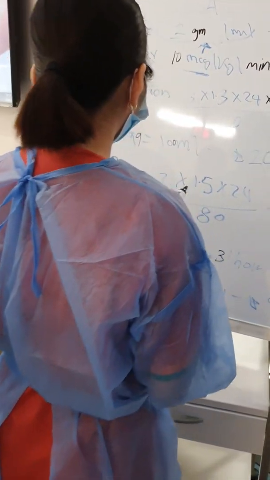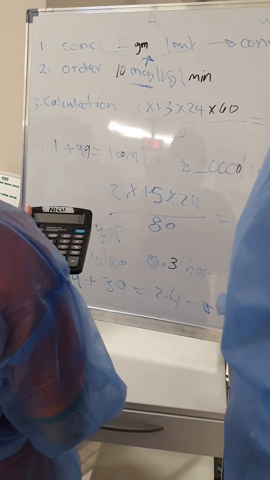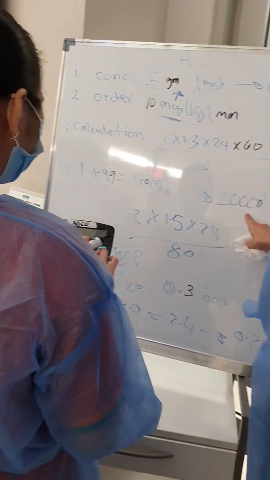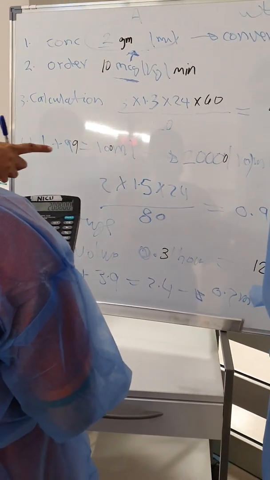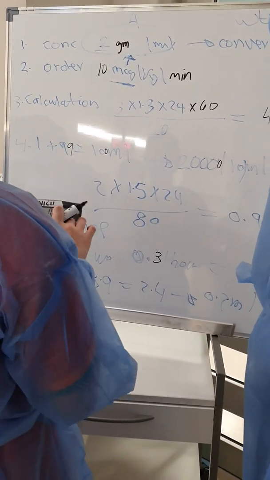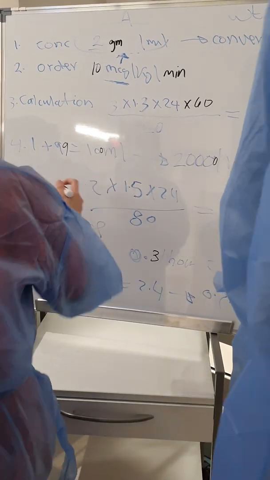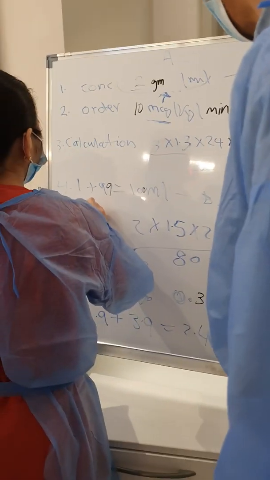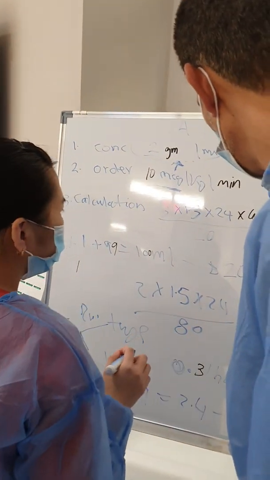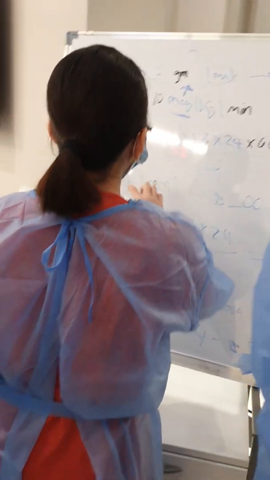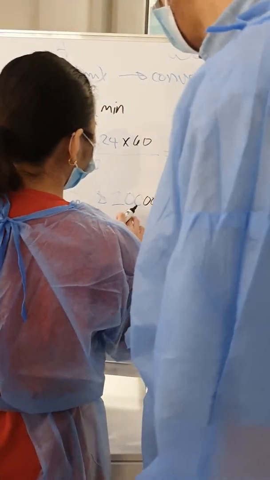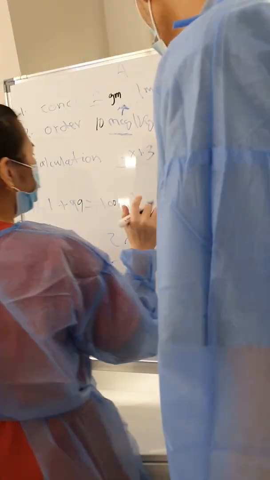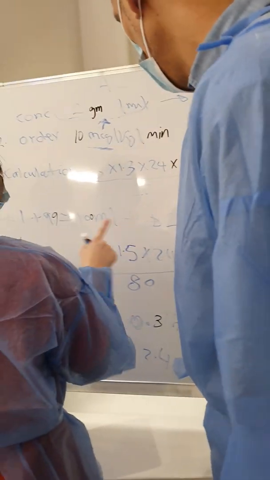You're still high, so you can dilute again. You take 1 ml of this, add it to 99 ml. So you get 1 ml, and you remove another 2 zeros. So 1 ml contains 200 micrograms. Then this will still be high.